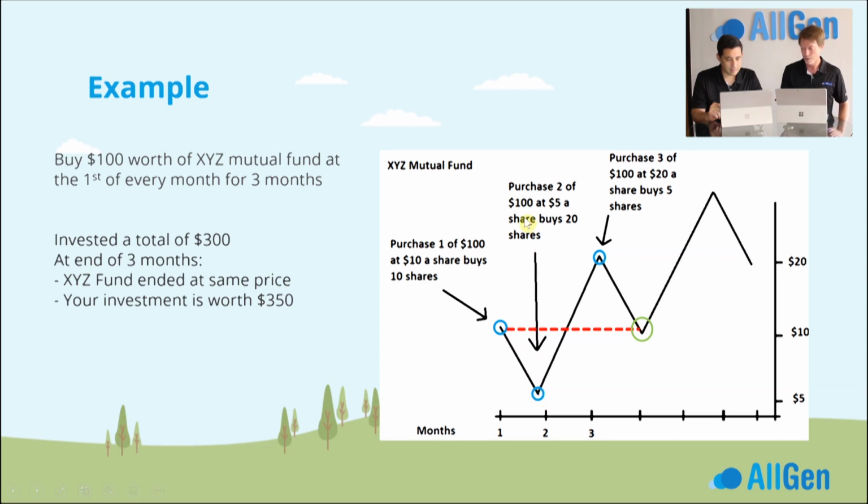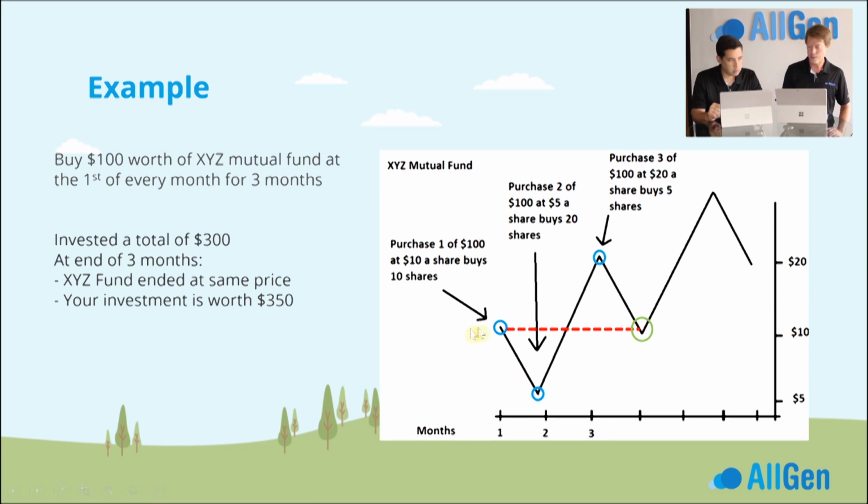On month 2, because it's now at $5 a share and you're using the same amount of money, you actually can buy 20 shares with that same $100. And then let's say it has a really great month and it goes up to $20 a share, and at the beginning of the third month, at $20 a share, $100 only gets you 5 shares.